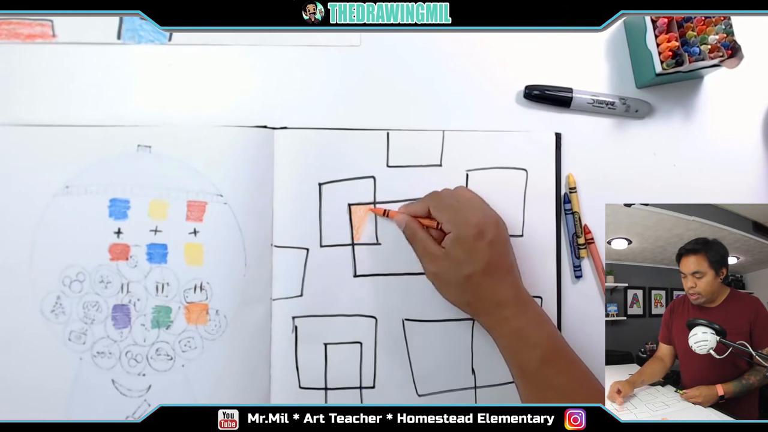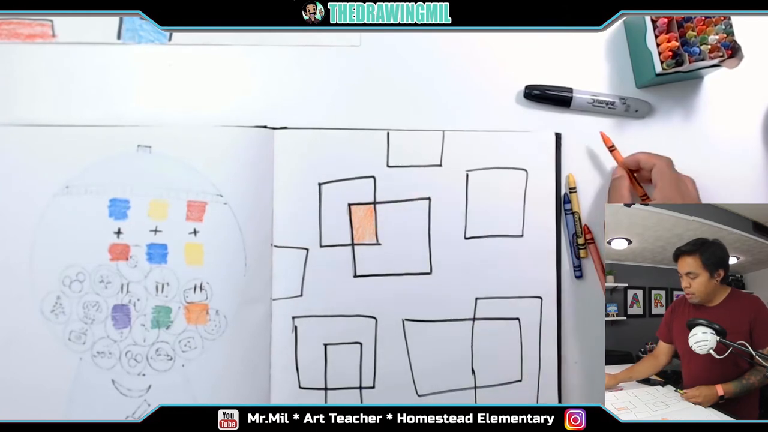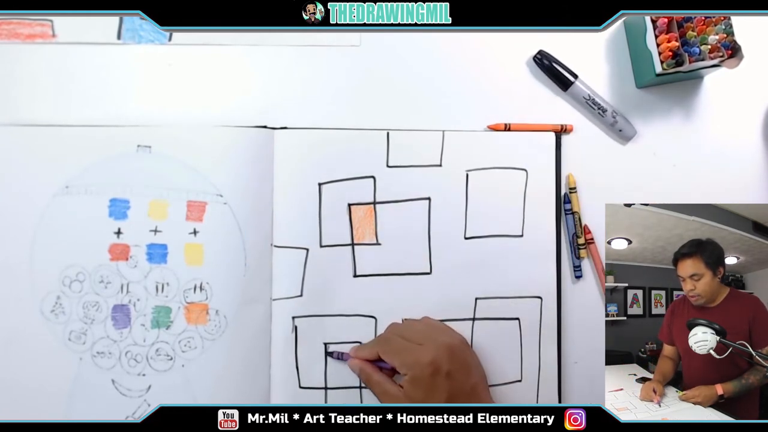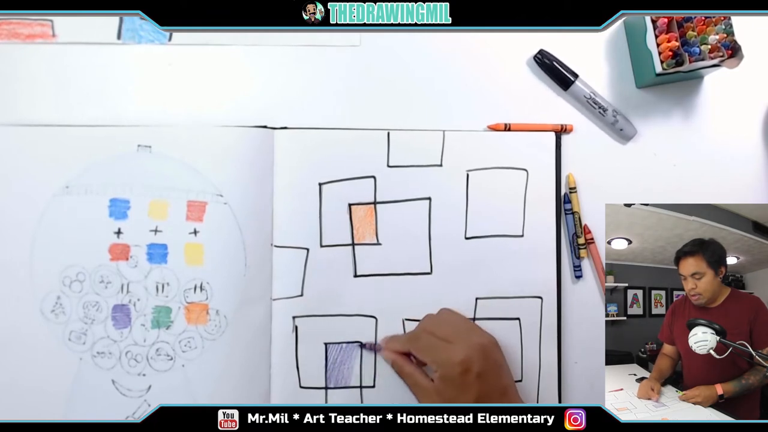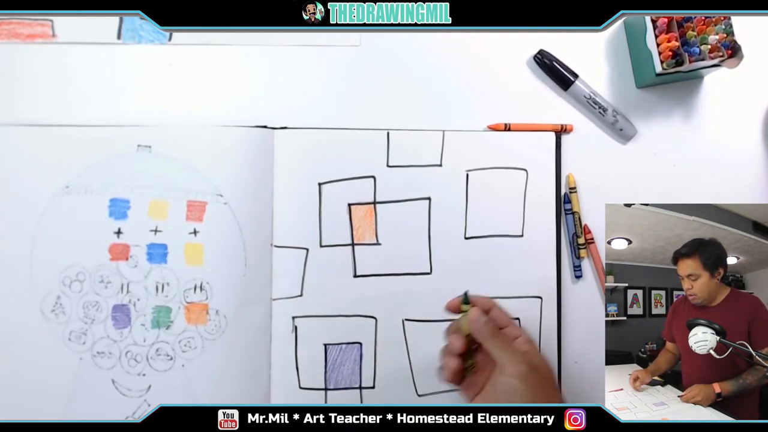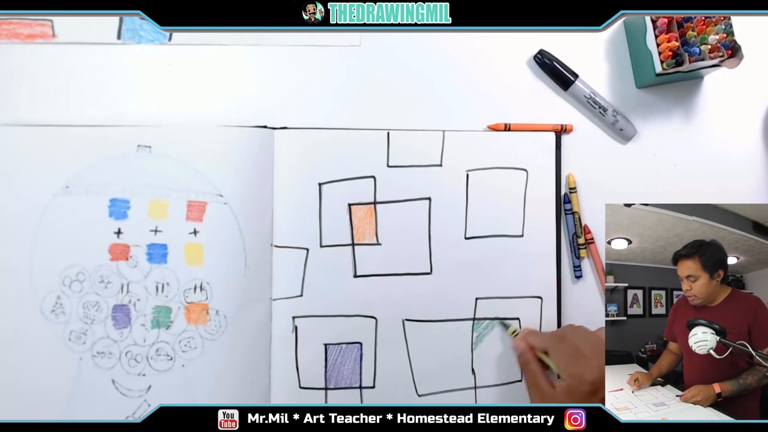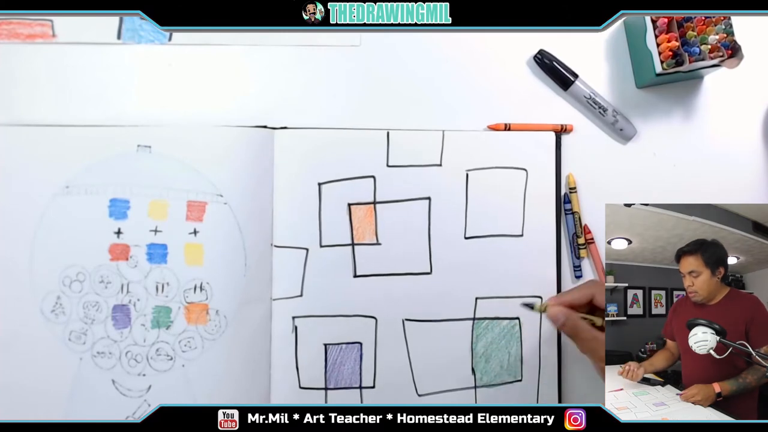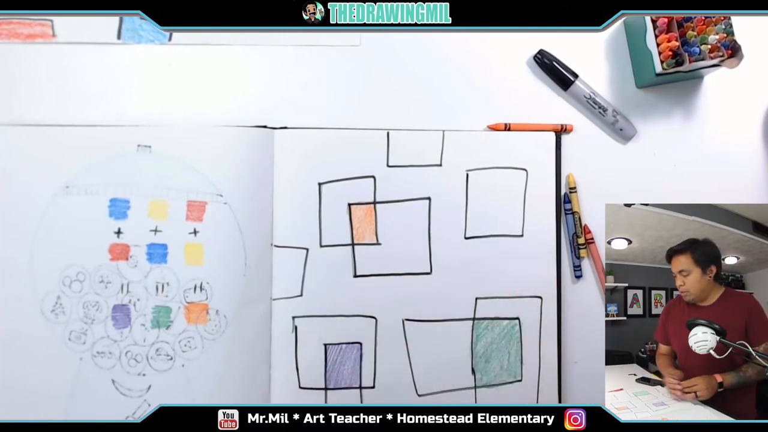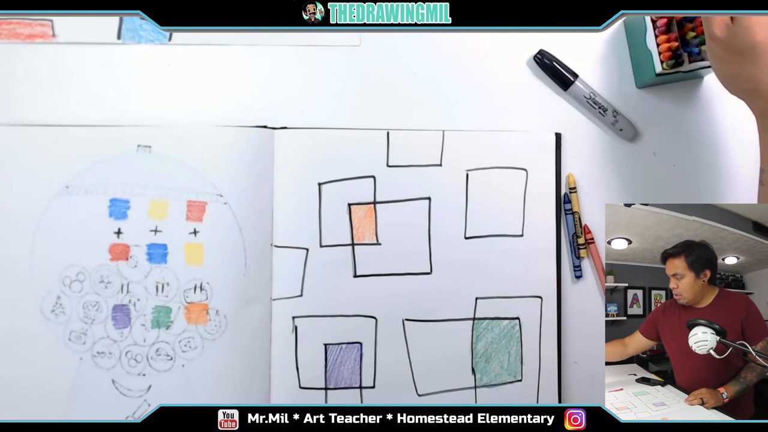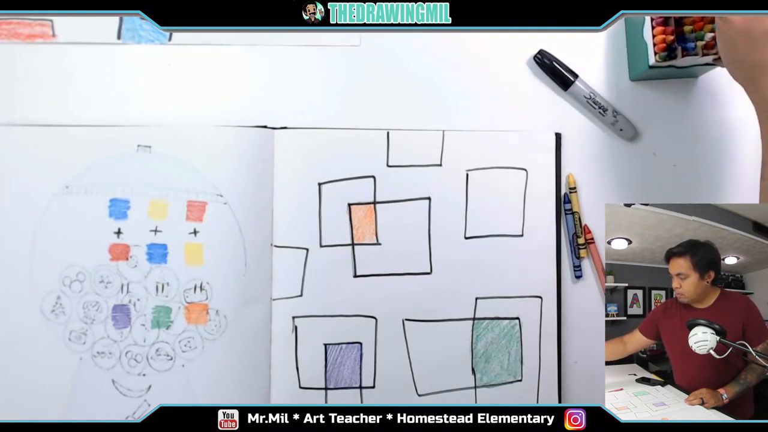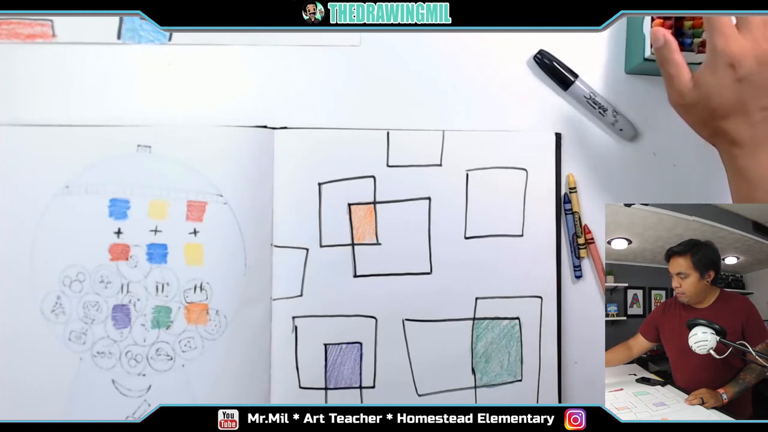So I'm going to put an orange right here. I'm going to put a violet right over here. And then I'm going to put a green over here. Now, since there's no more overlaps, can I use any secondary colors anymore? Answer is no. So we're going to put these secondary colors away. I'll put it in a safe spot. Might as well put it back in the box. There we go. Now we can play the game of color theory.